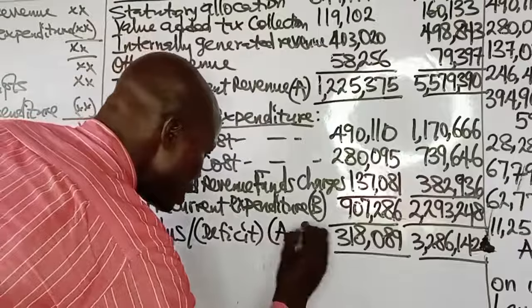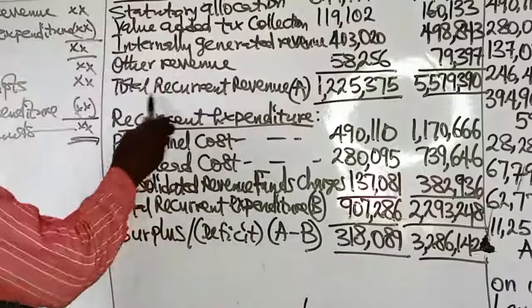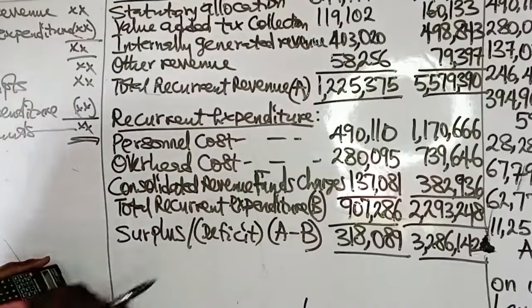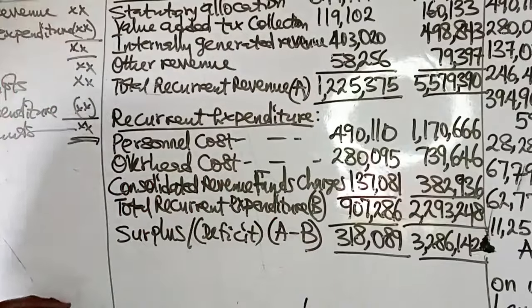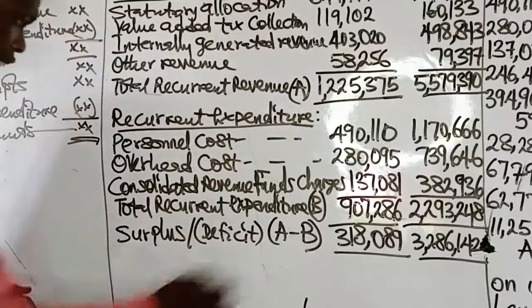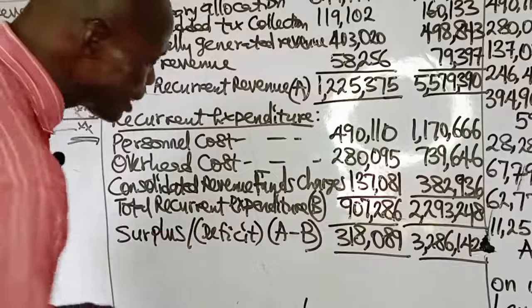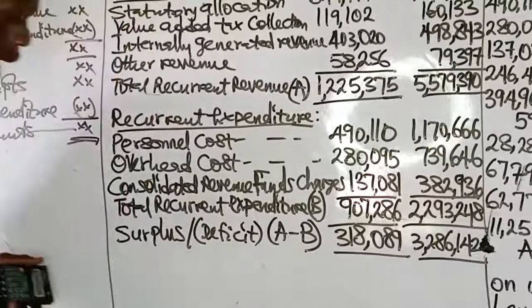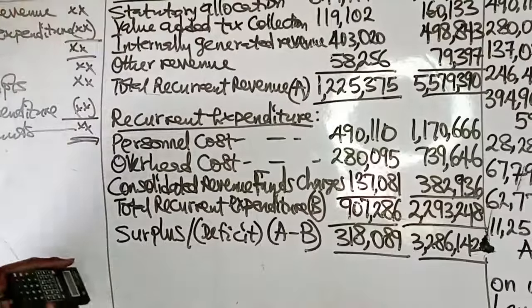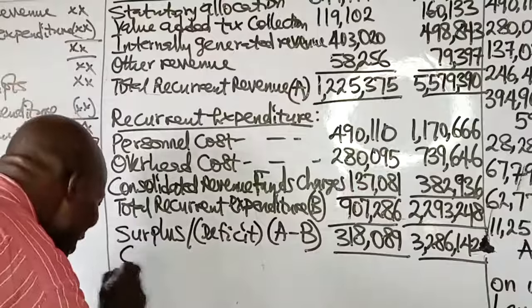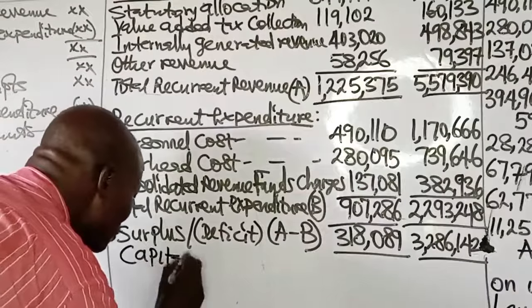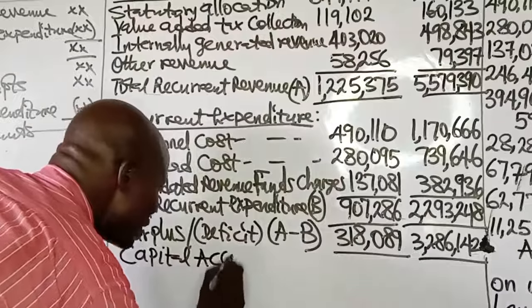Surplus is A minus B. Remember, our A is the total recurrent revenue, while B is the total recurrent expenditure. The surplus obtained from recurrent accounts will be transferred to capital accounts. Now, let's have capital accounts.